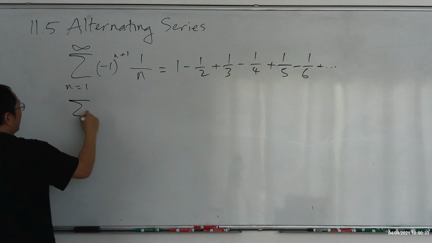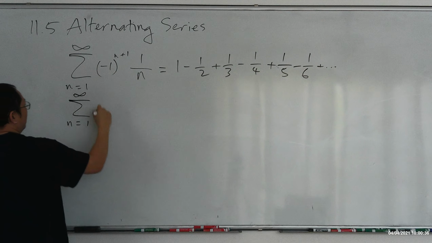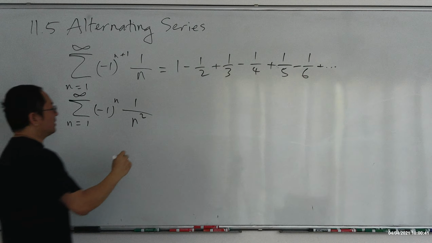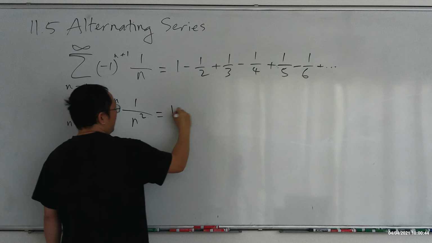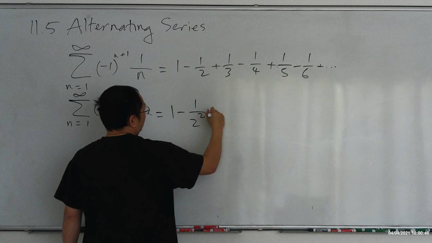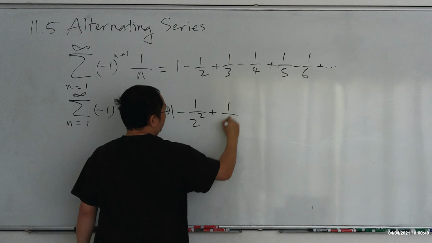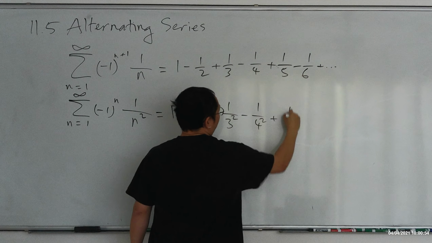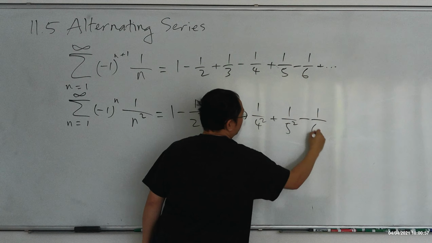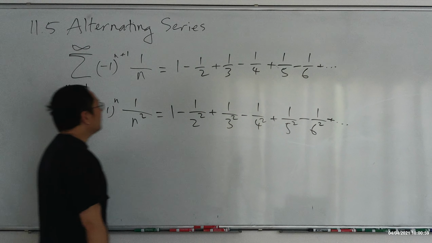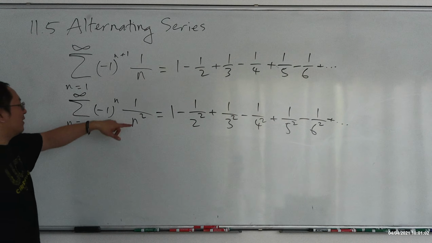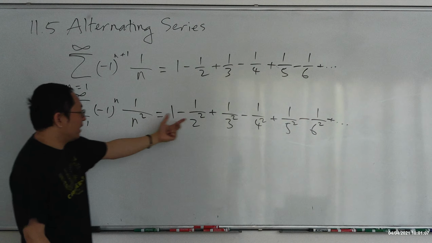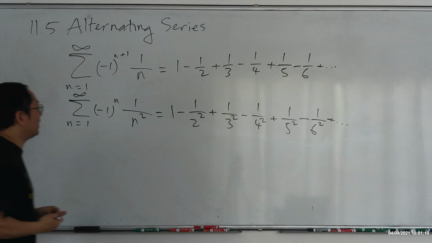How about this? Sum, n equals 1 to infinity, (-1)^n of 1 over n squared. This is what? 1 minus 1 over 2 squared plus 1 over 3 squared minus 1 over 4 squared plus 1 over 5 squared minus 1 over 6 squared plus and so on. Okay? You see it's kind of a p-series in here, right? And here p equals 1, here p equals 2. Now we change the signs, so those are alternating series.